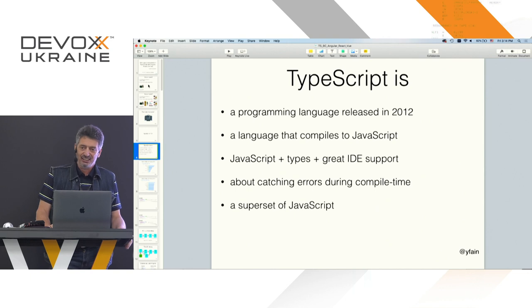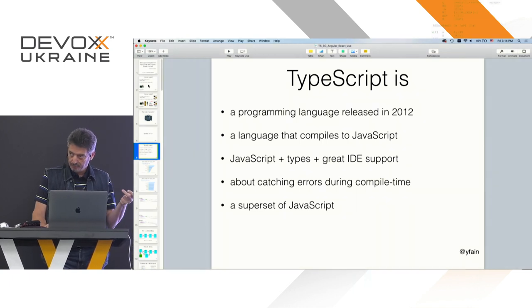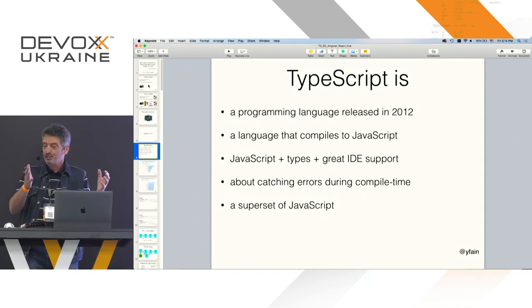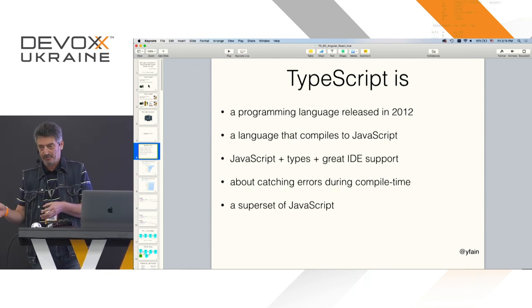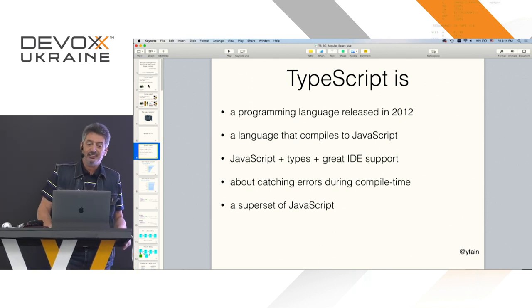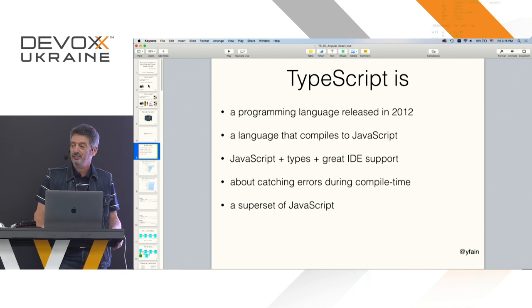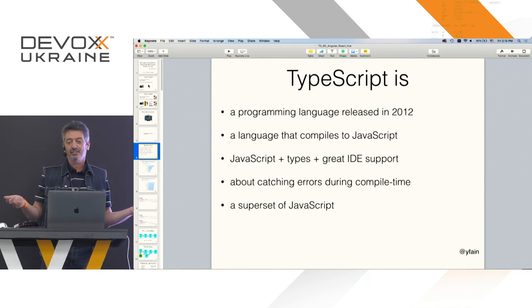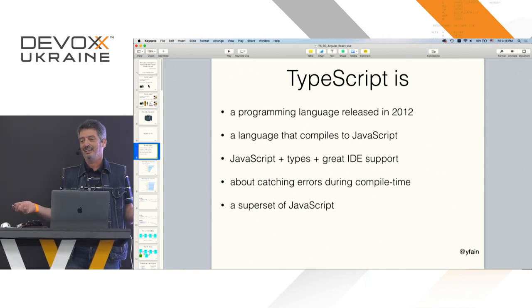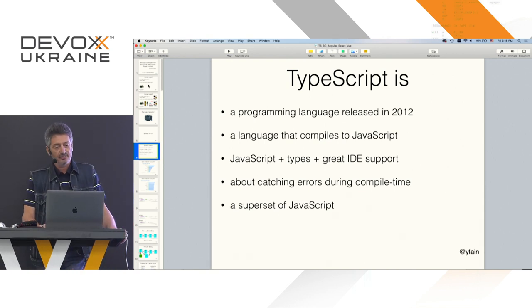The language was designed by the creator of C#, Anders Hejlsberg, C#, Turbo Pascal, Delphi, all that. And it has great IDE support. So basically, JavaScript plus types. So you can declare a variable, and you can specify its type. Something that you take for granted. You think that in Java we declare a variable like this, and we can do it in any language. No. Some people are suffering till now.